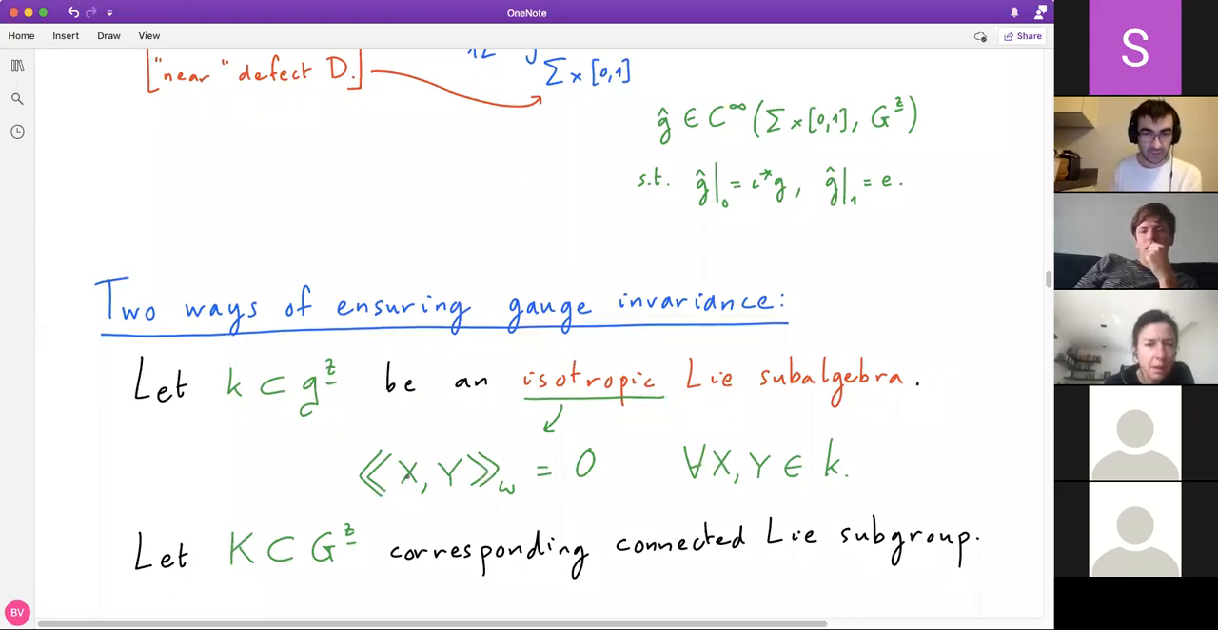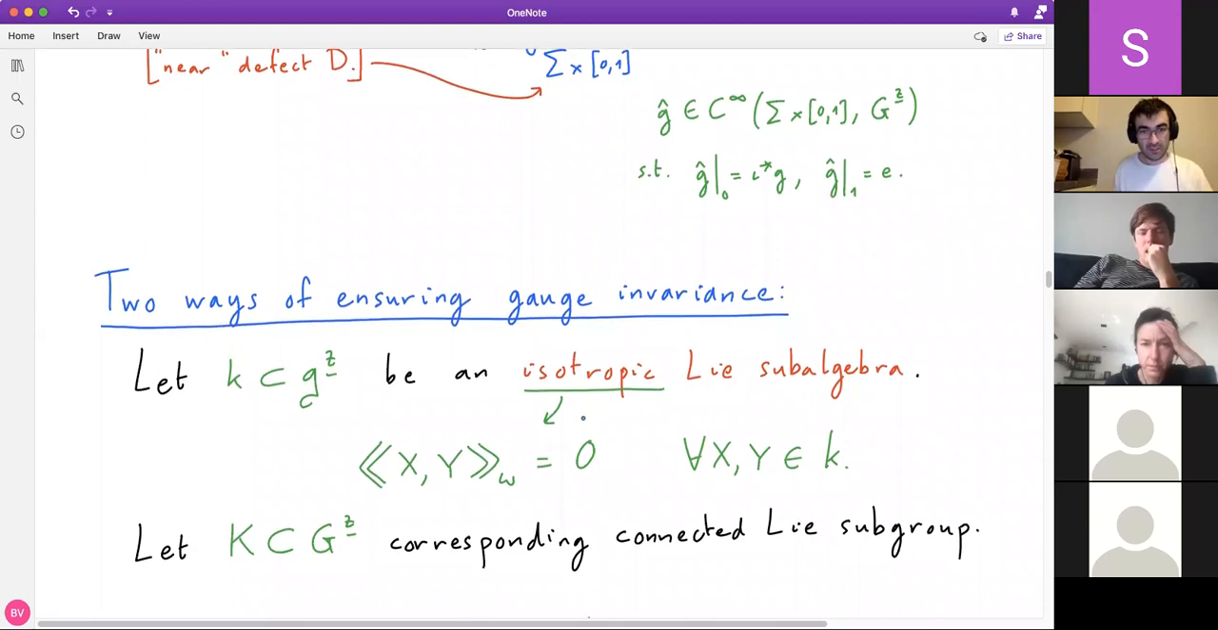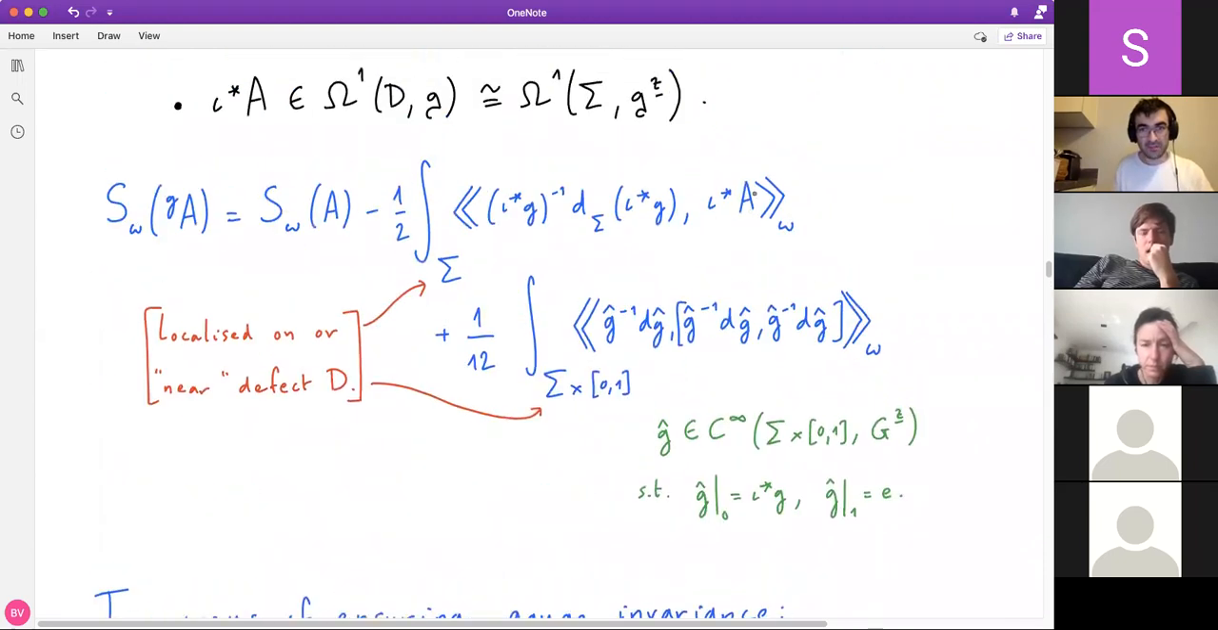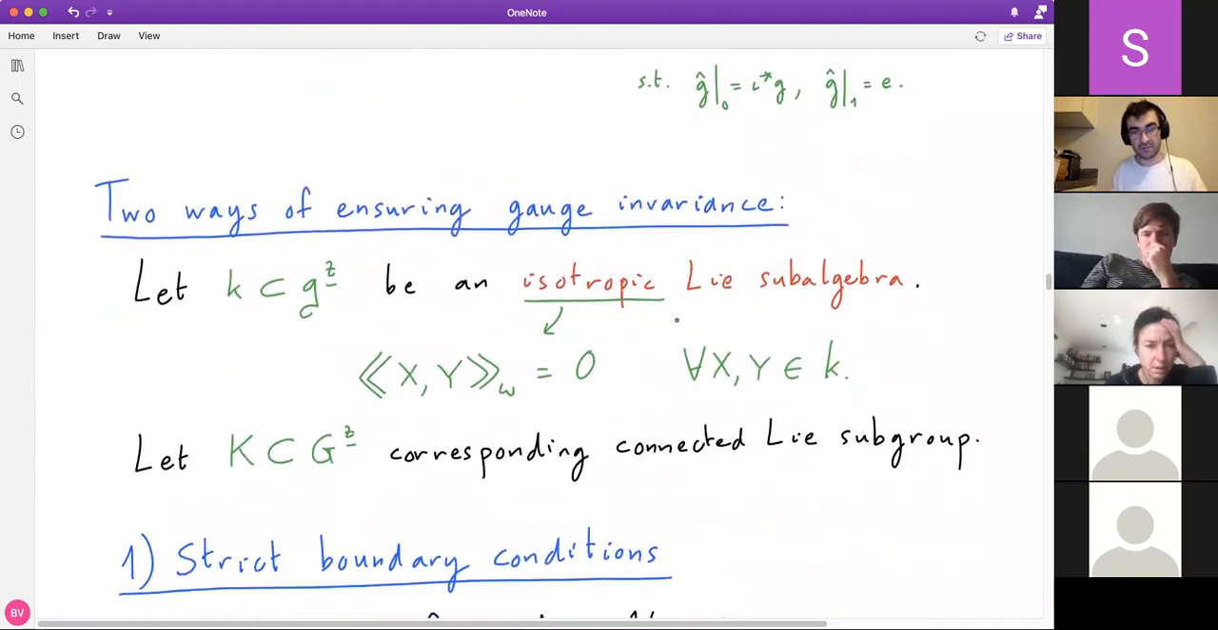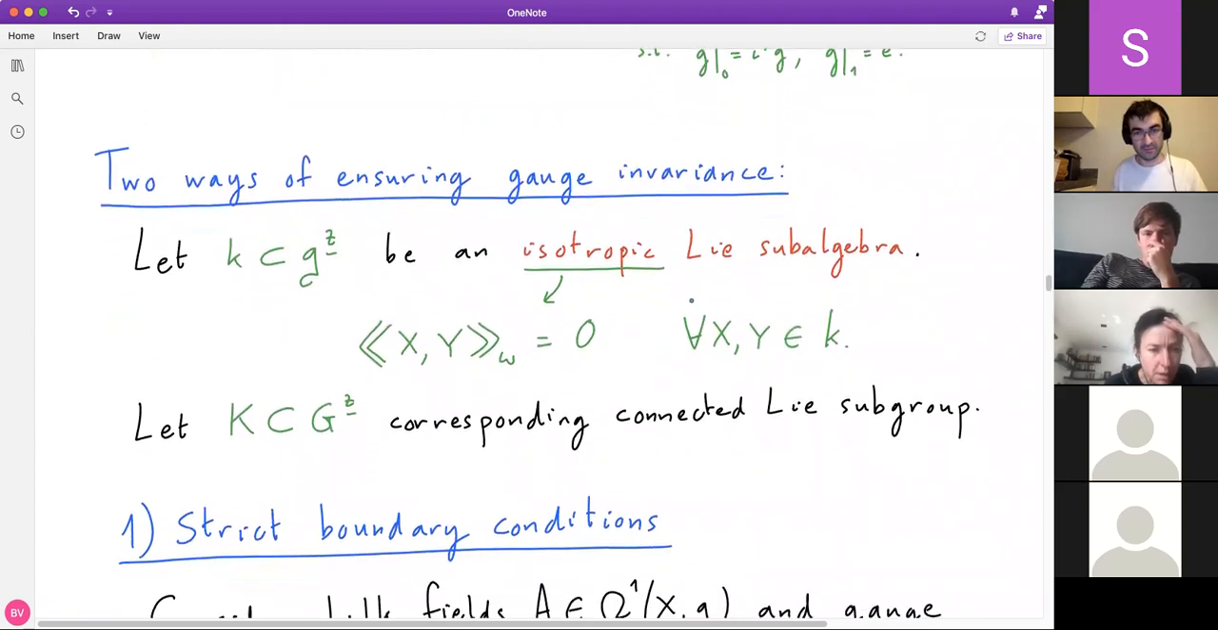So this means that if I take the Lie bracket, the inner product of any two elements of this Lie algebra, I get zero. And so if I choose my connection to be such that its pullback to the defect is valued in K, and similarly, the pullback of the gauge transformation parameter to the defect is valued in K, then this whole thing will be zero, because this will be valued in K and this will be valued in K. So by choice of the isotropy of the Lie algebra K, this will be zero. So this is a natural choice of boundary condition to introduce on the gauge field at the defects.